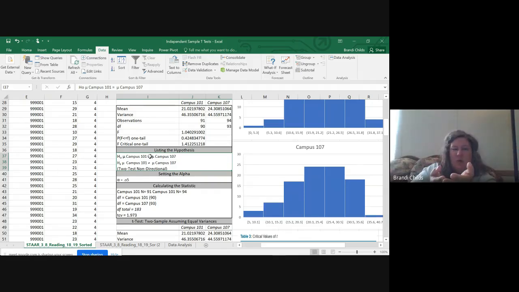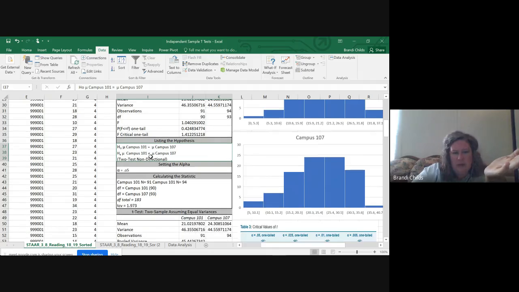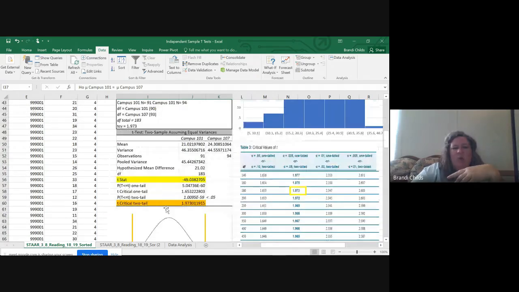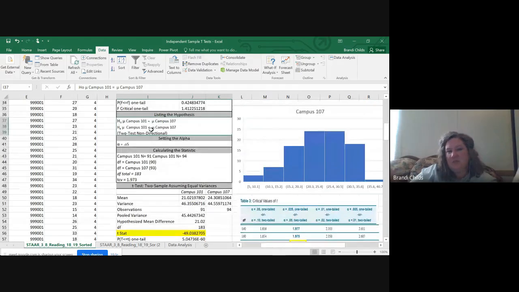You're either going to have, if they are equal, it's always going to be that middle set. Fail to reject the null, excuse me. Fail to reject the null will always be if they're equal. If they're not equal, then you're going to reject it. So that really is going to be the same. Your hypotheses are going to be very similar based on what your question is, only a difference.